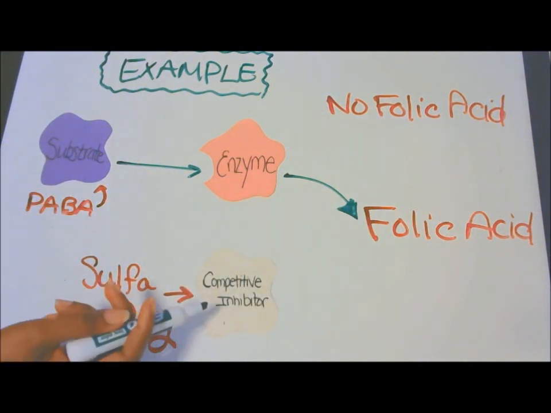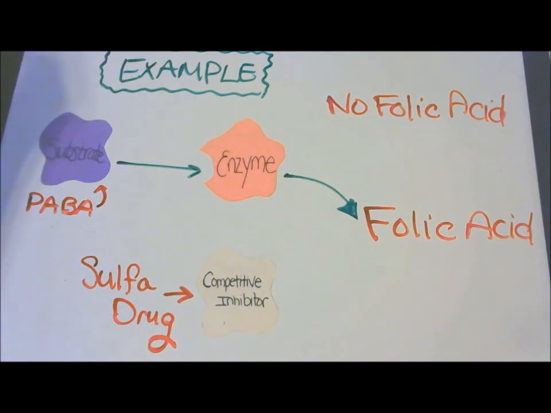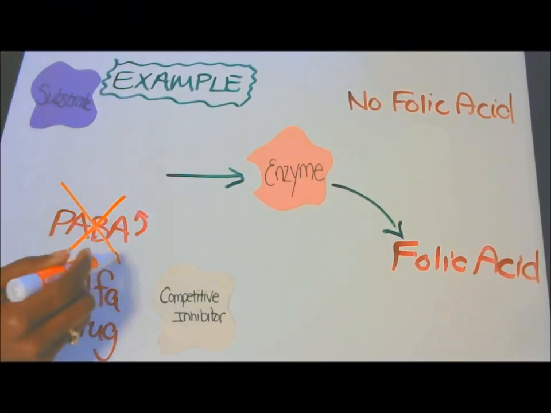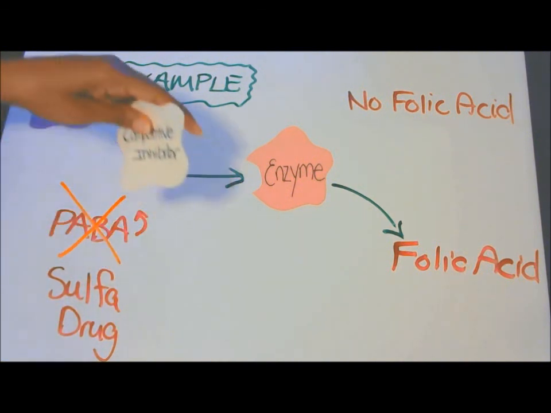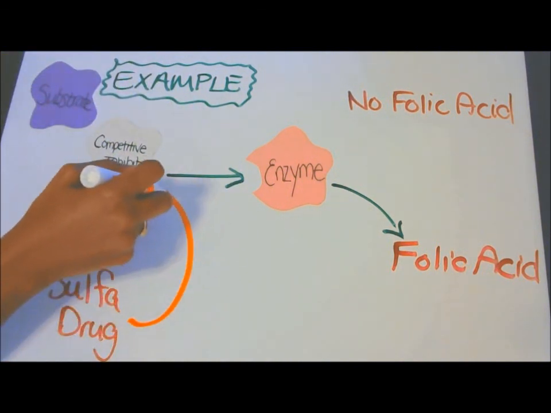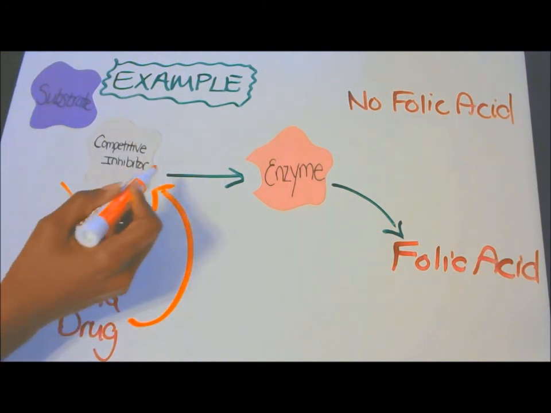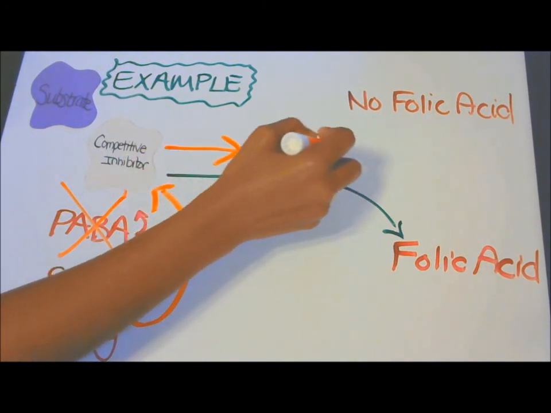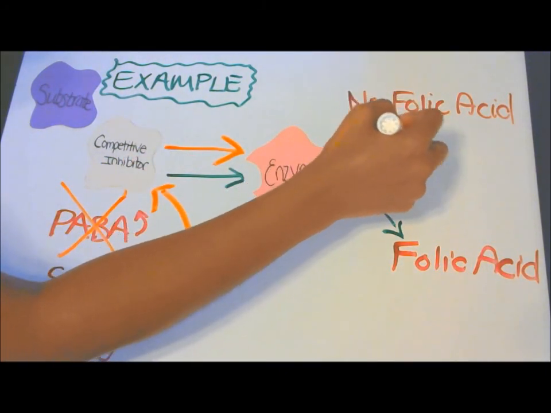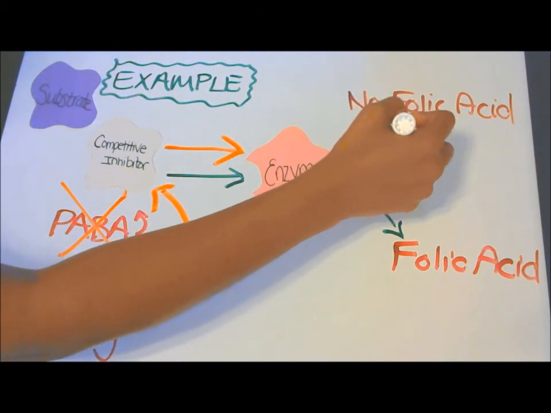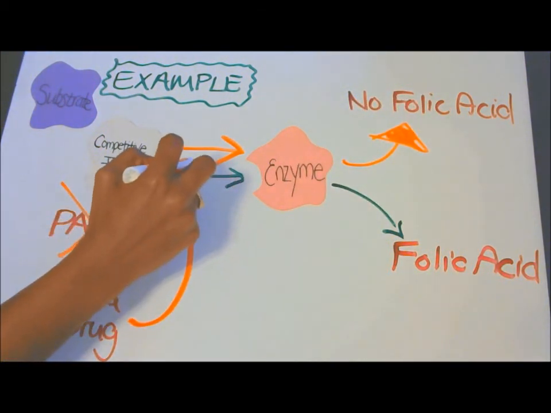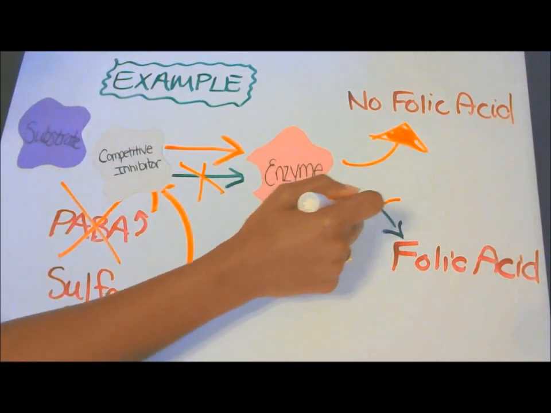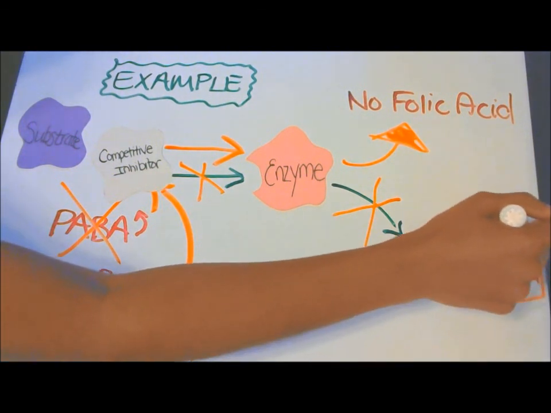So what happens when the competitive inhibitor is introduced to the mix? So no substrate. We add our inhibitor, the sulfa drug. The inhibitor binds to the enzyme, but then makes no folic acid. So there's no binding of the substrate, no folic acid.